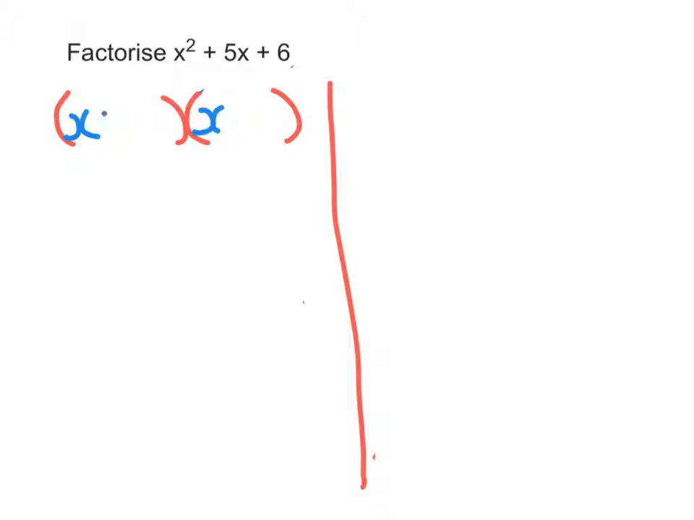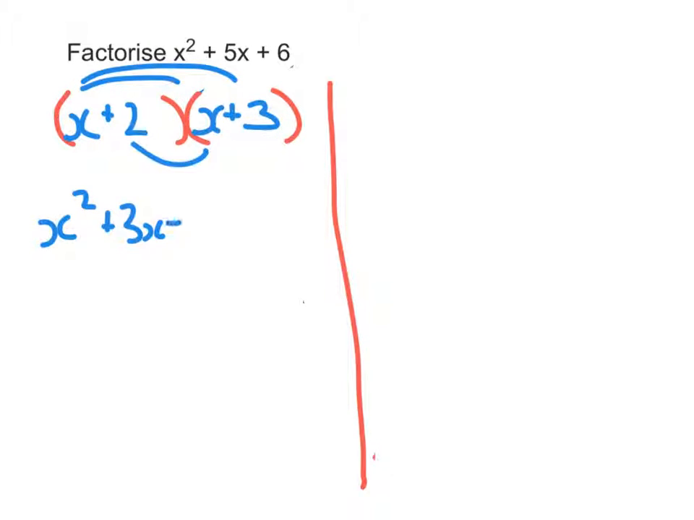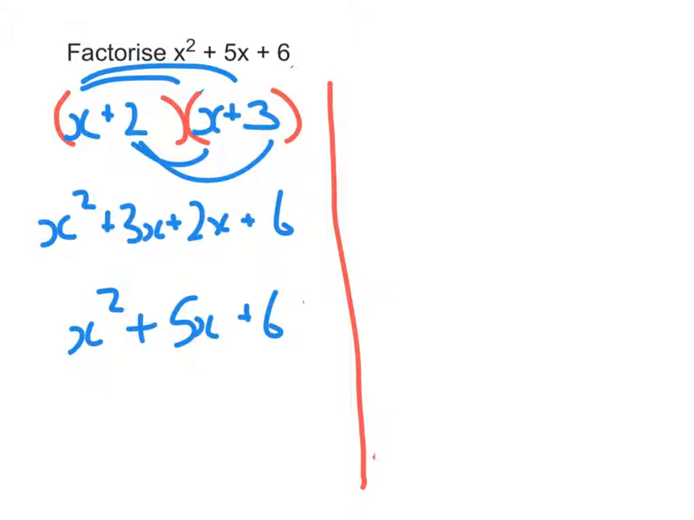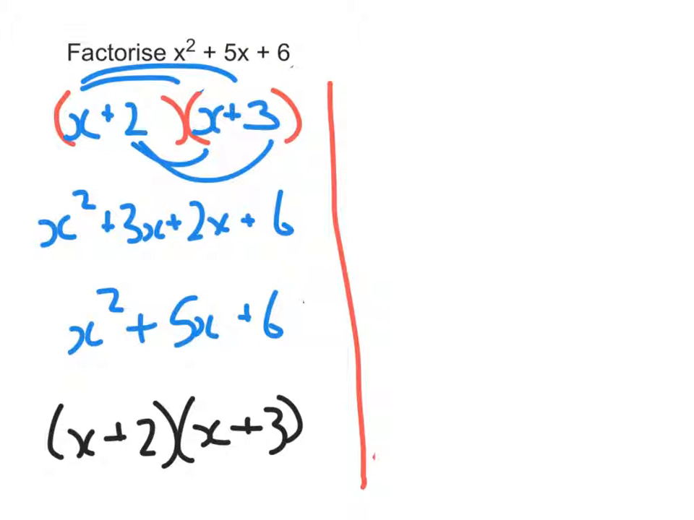Two numbers could be 2 and 3. Let's check. Well, it'll be x squared plus 3x plus 2x plus 6. Simplify that to x squared plus 5x plus 6. So my final answer is x plus 2, x plus 3, which is the factorised version. So the other technique, okay, this is a little bit more complicated, but what I suggest is you watch this back again, watch both ways and pick which one you prefer.